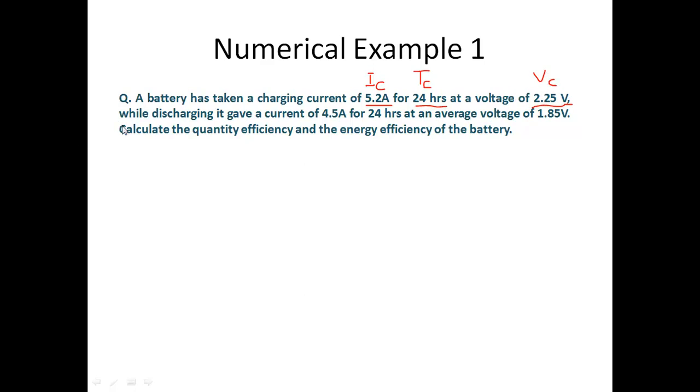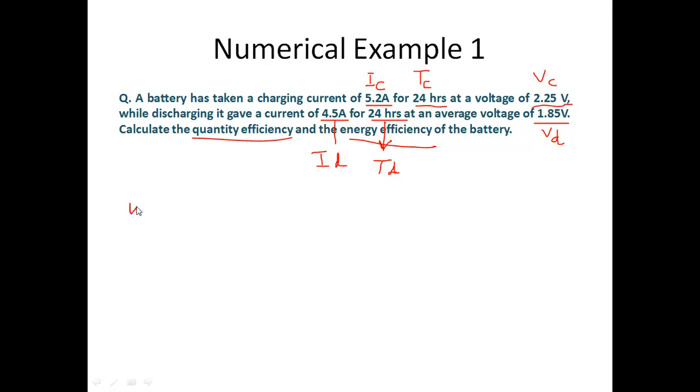The next part of the question is, while discharging, it gives a current of 4.5 ampere, which means that 4.5 ampere is the discharge current, ID. For 24 hours it is being discharged, therefore it is TD, at an average voltage of 1.85 volt, which means that this is the discharge voltage. So what are we required to calculate? We need to calculate the quantity efficiency and the energy efficiency of the battery.